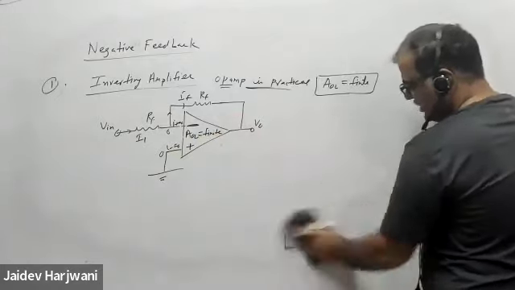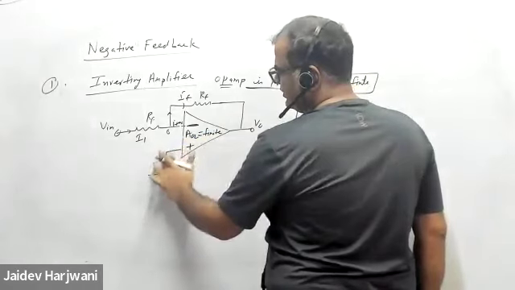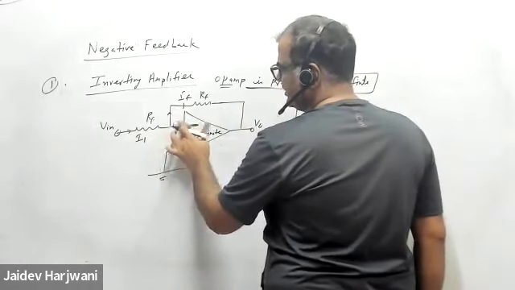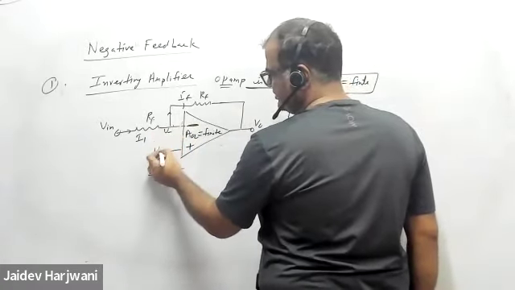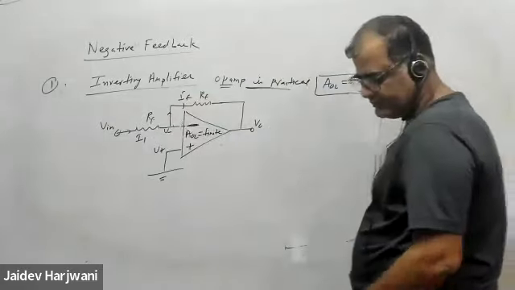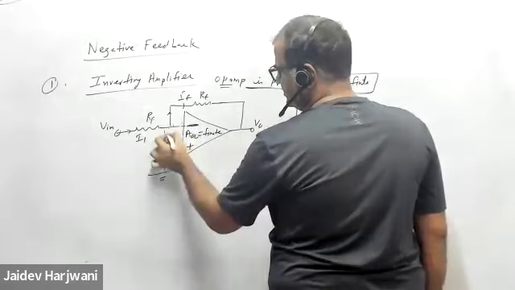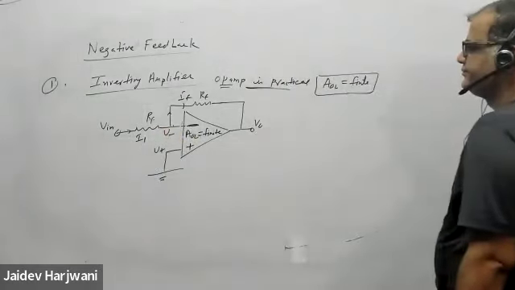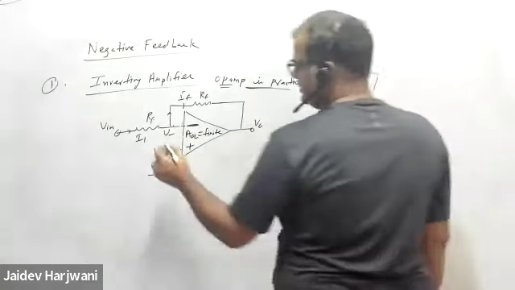So when AOL is finite, then this VGC does not apply. Here the voltage is V minus, this voltage is V plus, of course 0, but V minus is not 0. Now we can solve. This is V minus. Now let us solve.